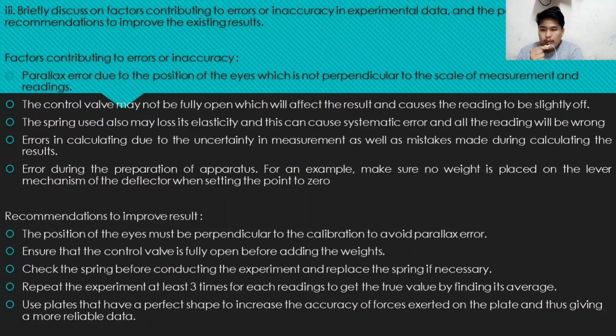The recommendation to improve the result is that the position of the eye must be perpendicular to the calibration to avoid parallax error. Ensure that the control valve is fully open before adding the weight. Next, check the spring before conducting the experiment and replace the spring if necessary. Next, repeat the experiment at least 3 times for each reading to get the true value by finding the average. And the last one is to use a plate that has a perfect shape to increase the accuracy of the force exerted on the plate, thus giving more reliable data.